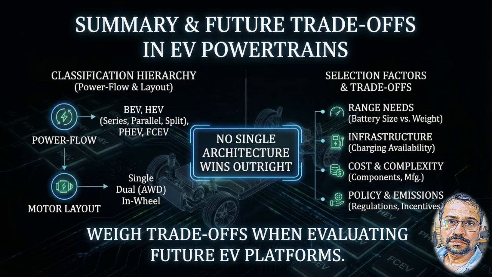So to wrap up, EVs can be classified by how energy reaches the wheels, giving us BEVs, various hybrid architectures, plug-in hybrids, and fuel cell vehicles. BEVs themselves can be arranged as single motor, dual motor, or even in-wheel systems. When we compare how these layouts behave during launch, cruising, and regenerative braking, we see why manufacturers pick different powertrains based on cost, efficiency, and performance targets.